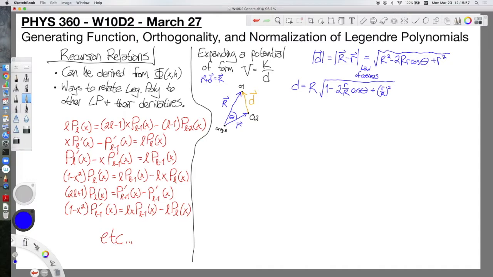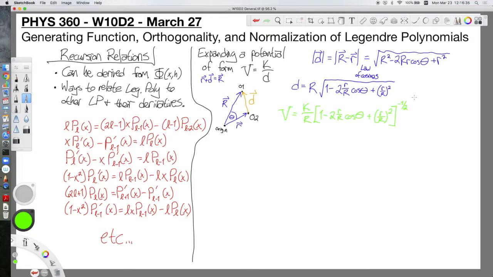So, might not seem like we've made much progress so far, but this will actually be very helpful, because now we can write v as k over d, so k over big R, times this whole term that was under the square root before. So I'm just going to write that square root as a negative 1/2 power. Now I don't have it on the screen anymore, but hopefully this form starts to look a little familiar.